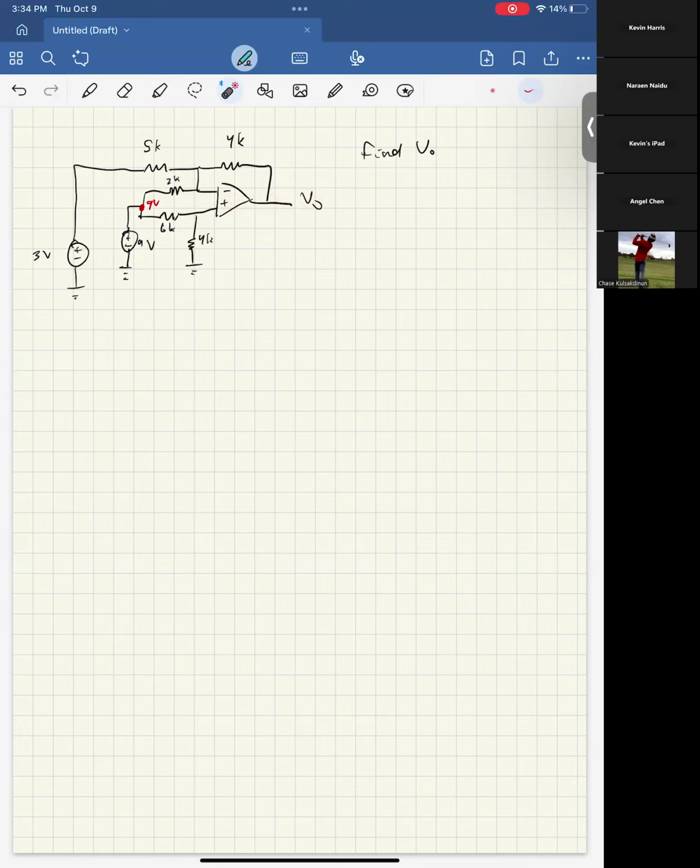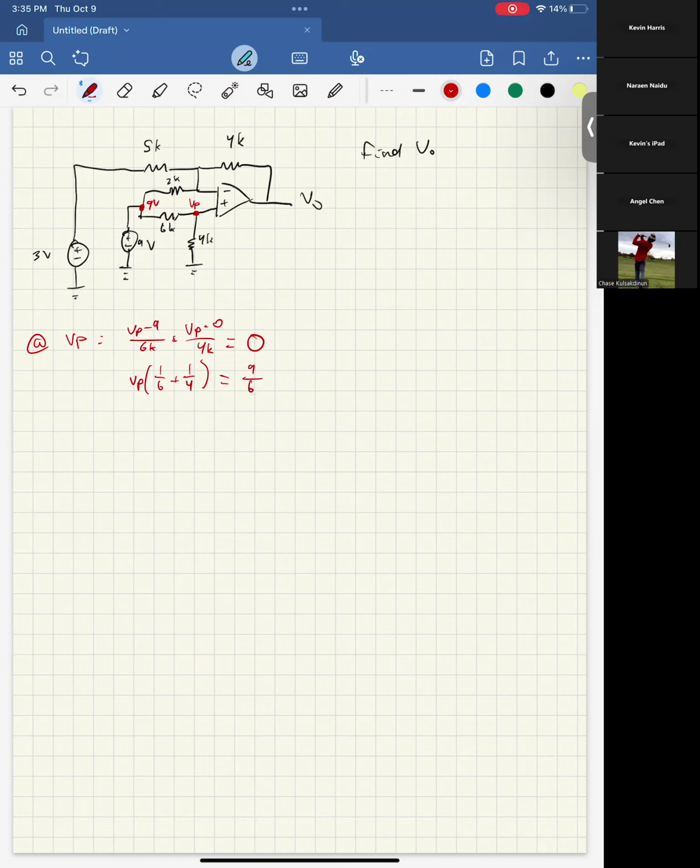So what that tells us is we can just do what we normally do. We have VP, and at VP, we can do a node equation, or we could do a voltage divider. You'll get the same answer. But if we do a node equation, we get (VP minus 9) over 6K plus (VP minus 0) over 4K equals 0. Doing this in the easiest way to plug into your calculator, we get VP times (1/6 plus 1/4) equals 9 over 6.